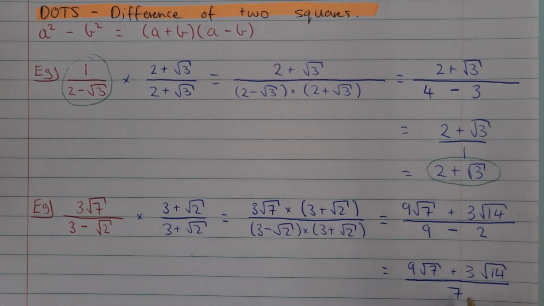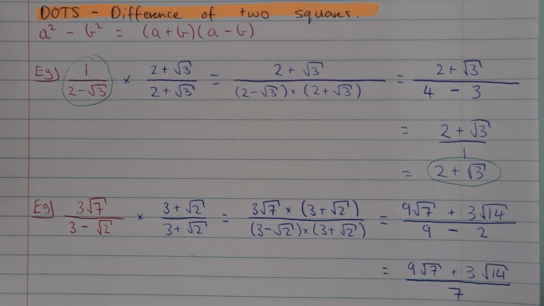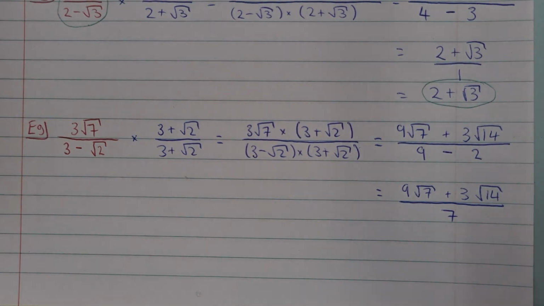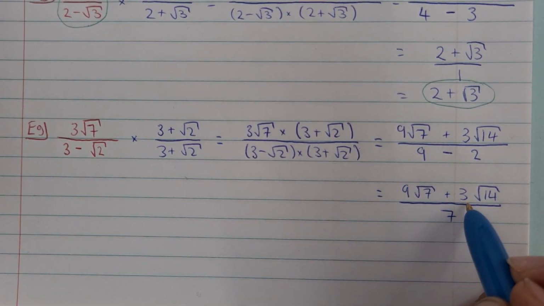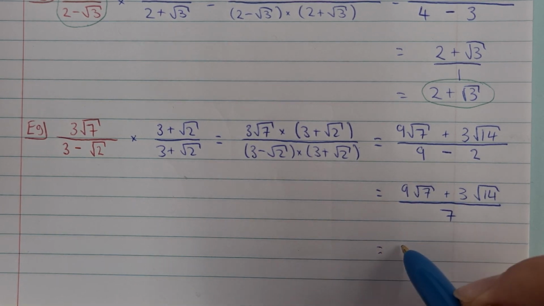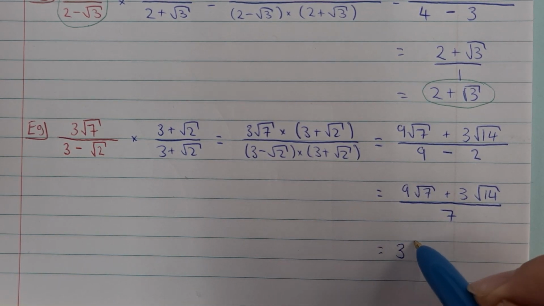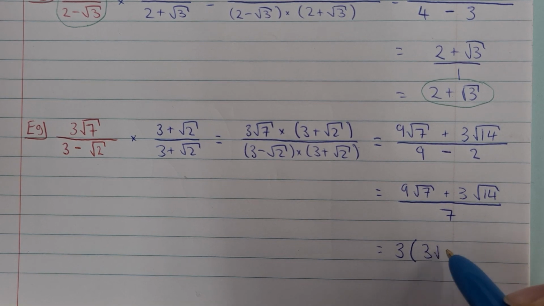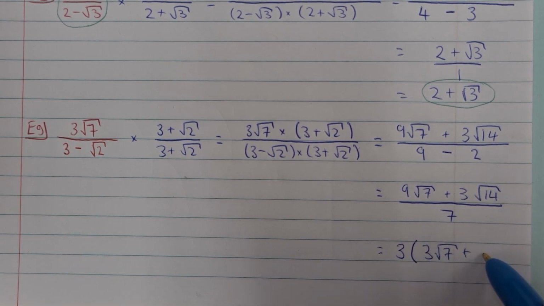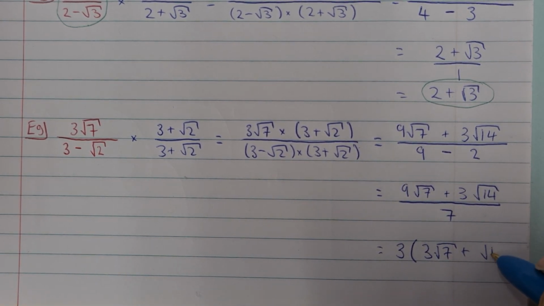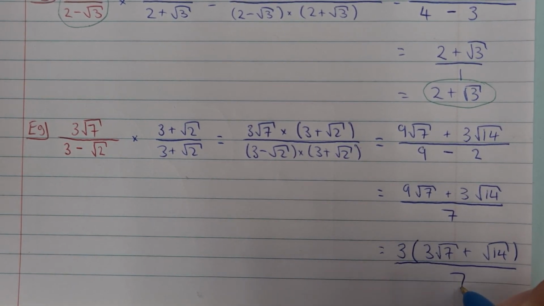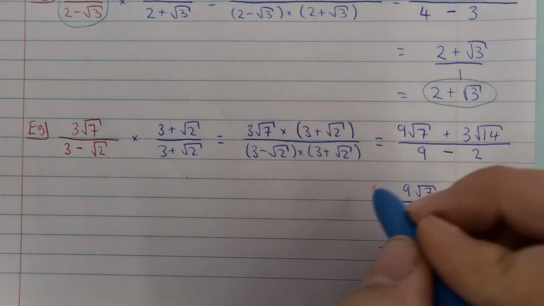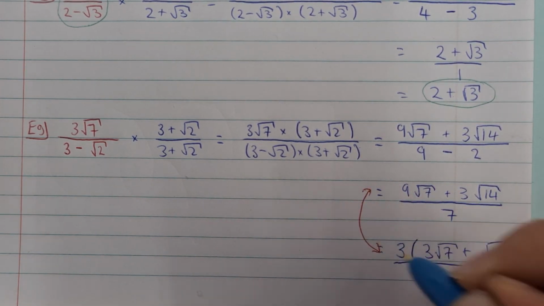Now, 9, 3, and 7 don't have any common factors, so we can't simplify that. What you could choose to do, though, you may notice that 9 and 3 have a common factor of 3. So you could choose to write it as 3 multiplied by 3 root 7 plus root 14, all over 7. But really, either one of these is probably okay.